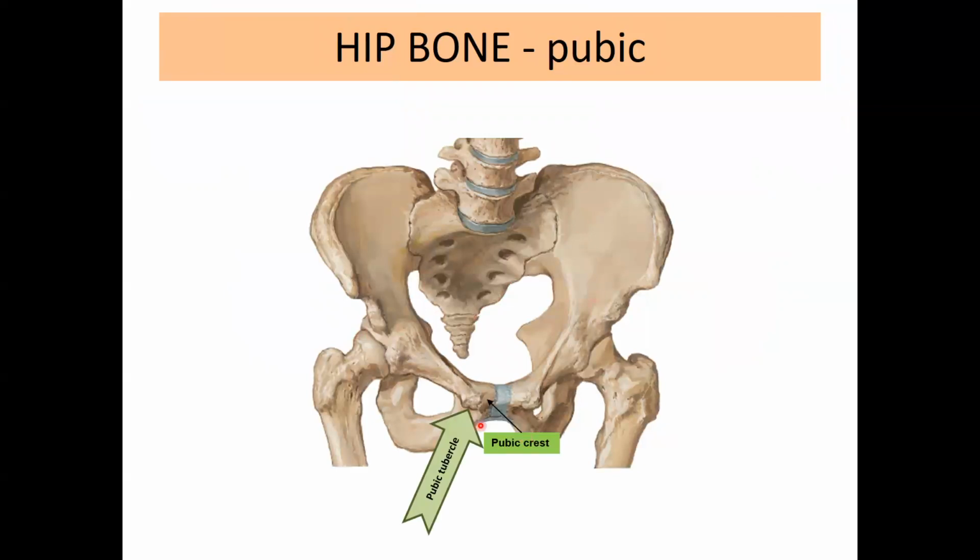Okay, again, still at the pubic bone. This is the pubic bone. This is the pubic crest. Anterior here is the pubic crest, and this is the pubic tubercle. The pubic tubercle.